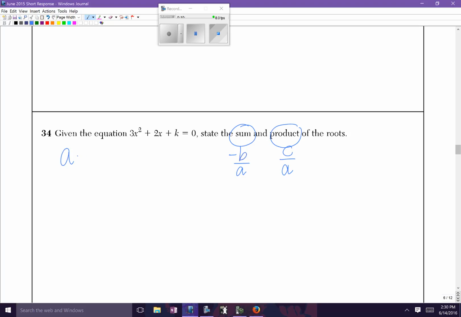So in this case, a equals 3, b equals 2, and c equals k. So negative b over a would be negative 2 over 3, and the product would be the c value, which in this case is k, over 3. So those are your sum and your product of the roots.